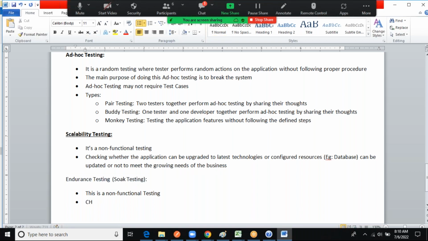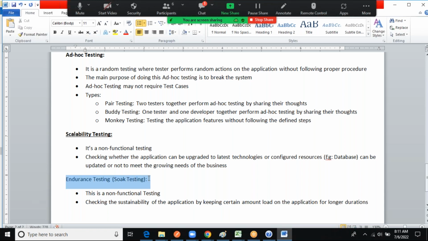Okay, so it is checking the sustainability of the application by keeping a certain amount of load on the application for longer durations. Okay, is this clear to all of you?